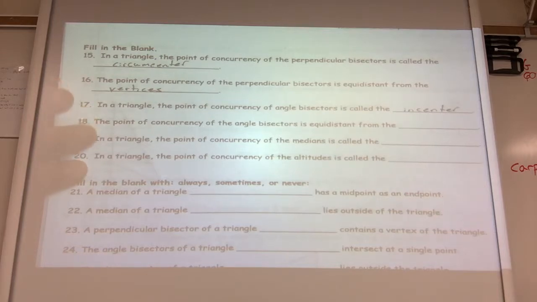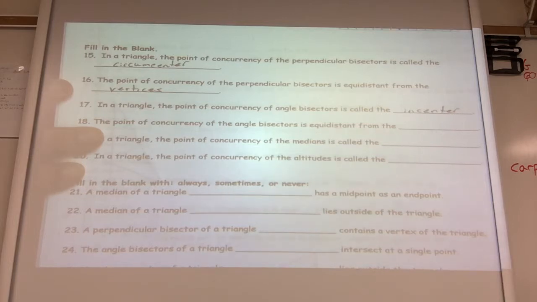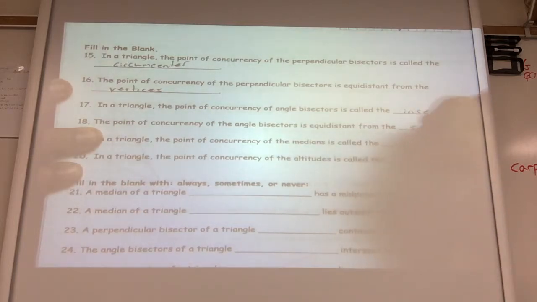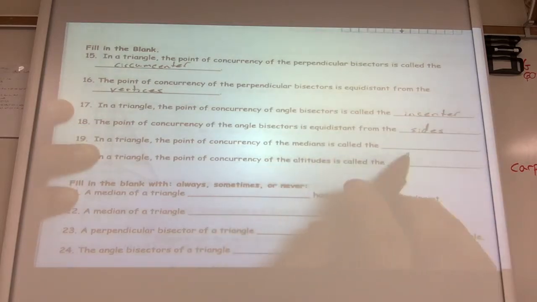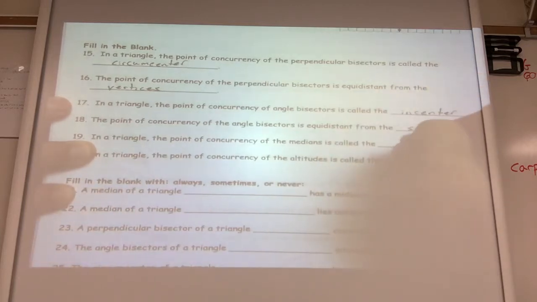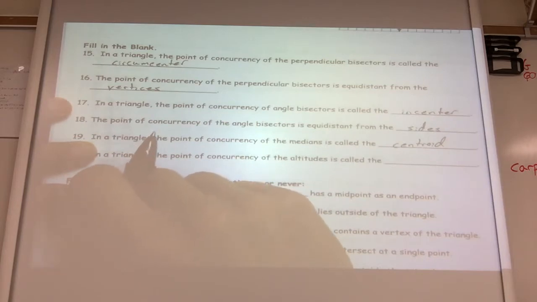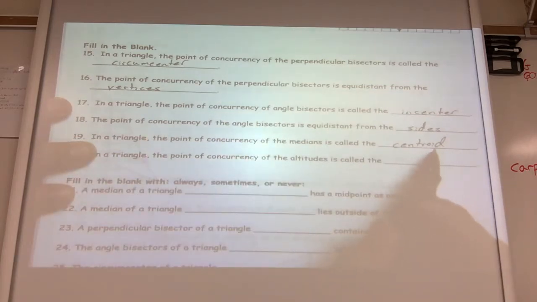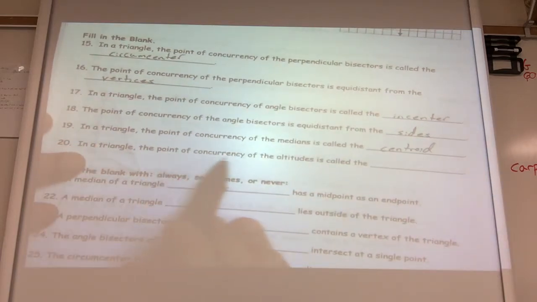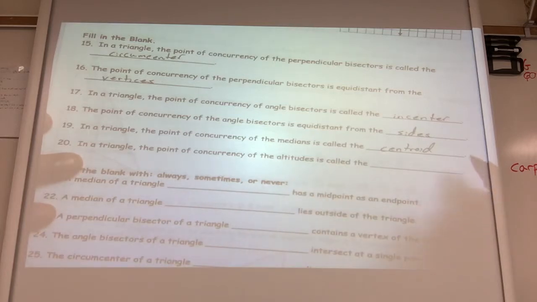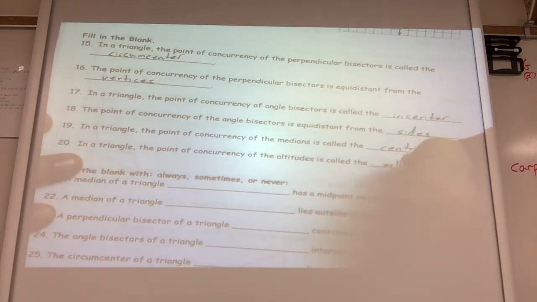Yep. Okay. Good. The point of concurrency of the angle bisectors is equidistant from what? Sides. In a triangle, the point of concurrency of all the medians is called what? Centroid. There's no question about this, but what is a centroid? What's special about the centroid? It's 2/3, right? Along the way from the vertex to the side. Okay. In a triangle, the point of concurrency of all the altitudes? Orthocenter.